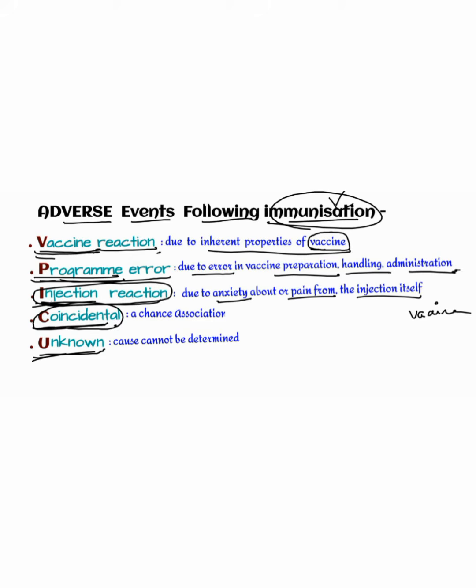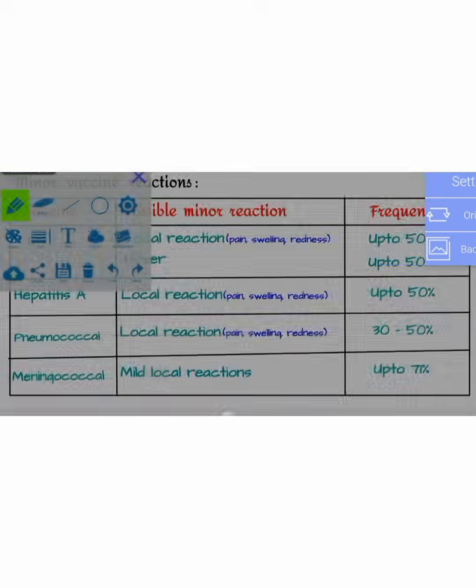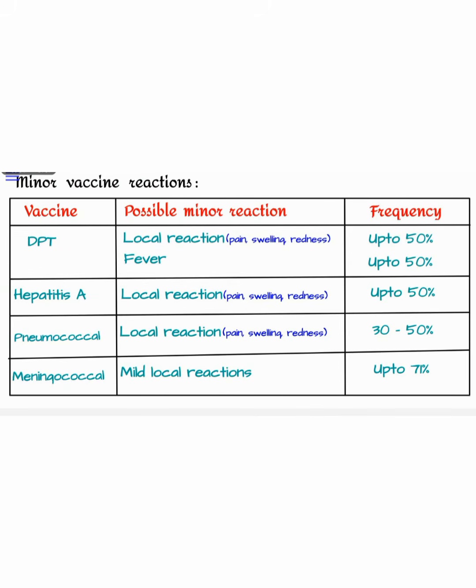There may be a chance association, like after COVID vaccination some people are dying. It is not due to the vaccine but there is chance association, right? So those kind of events we call them as coincidental type of adverse events. And if we don't know the cause of the adverse events, then we classified it under unknown type of adverse events.